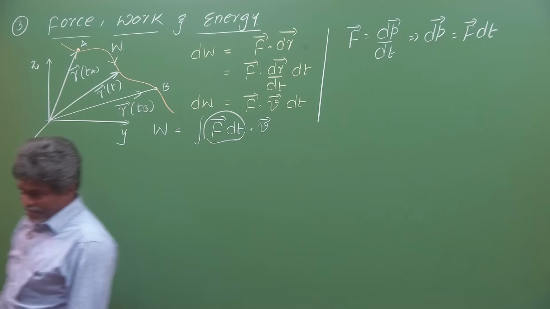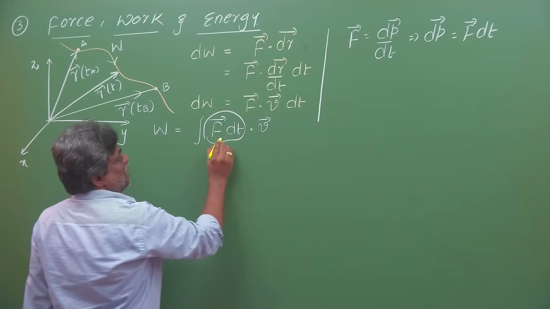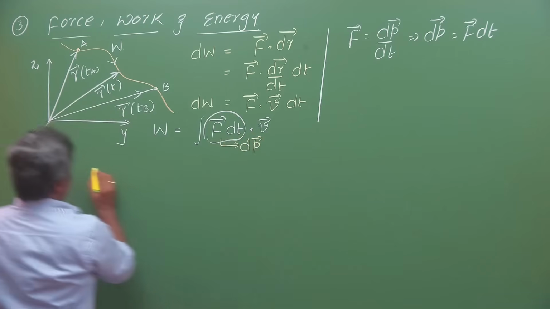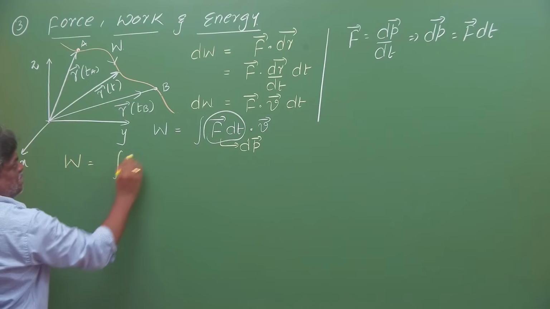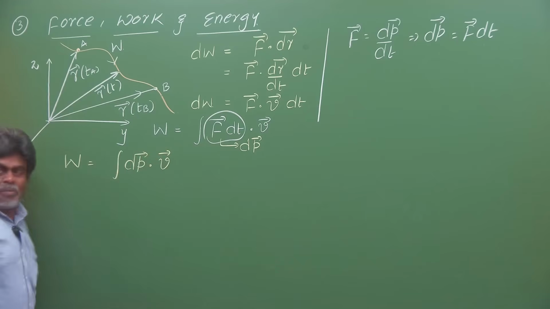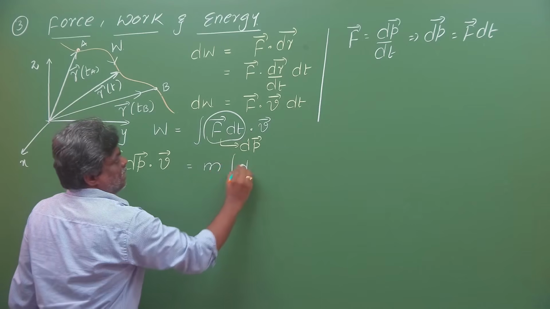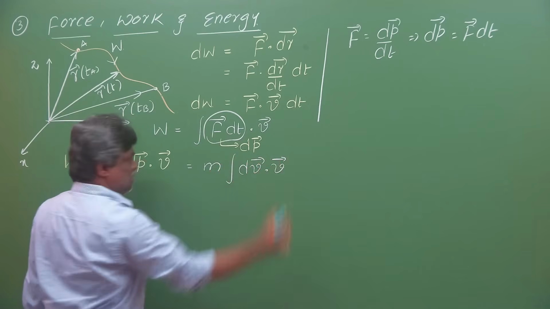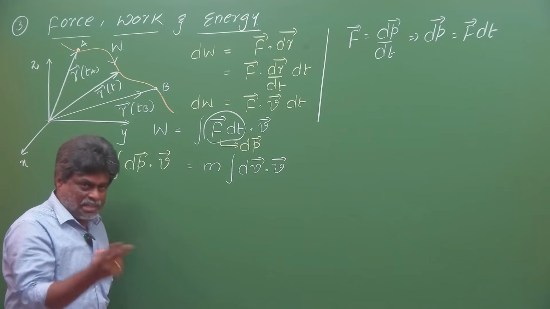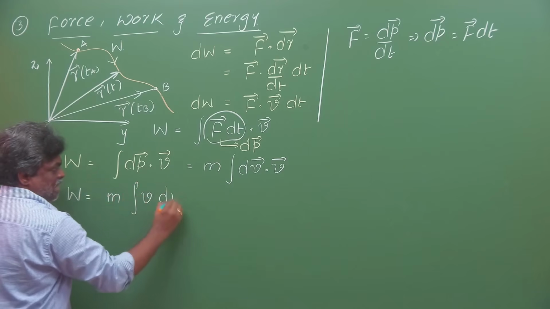F bar dt, so I can write it as the impulse. Impulse is nothing but what? Change in momentum. So F bar dt is nothing but dp bar. So this can be written as work done equal to integral dp bar dot v bar. And you know what the momentum is? Mass into velocity. That's why I am writing mass outside: integral dv bar dot v bar. And v bar dot v bar, same direction, na? v bar and dv bar directions are both the same. That's why work done equals mass integral v dv.